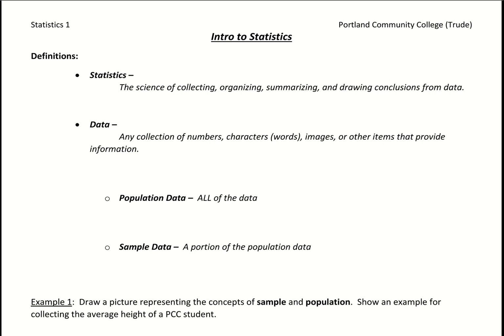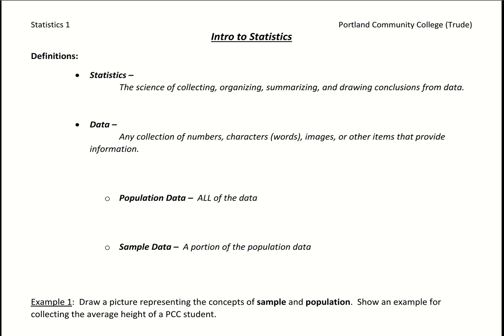Let's start with some basic definitions to get us started with understanding statistics. So our first key definition is to talk about what is statistics. It's the science of collecting, organizing, summarizing, and then drawing conclusions from data.